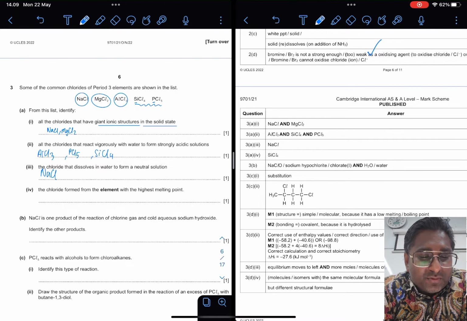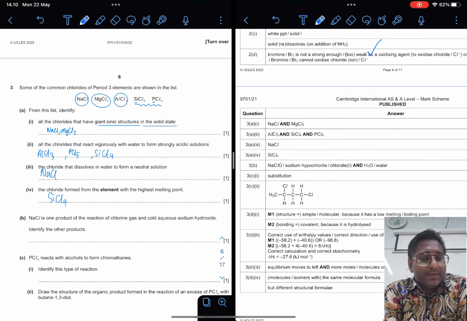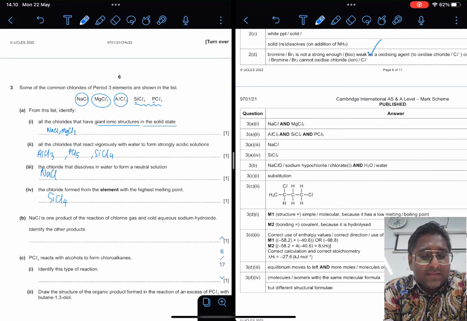The one with the highest melting point over here should be SiCl4. The chloride formed from the element with the highest melting point. So we will actually take SiCl4, because this element has the highest melting point. You can see it from the graph in the textbook.